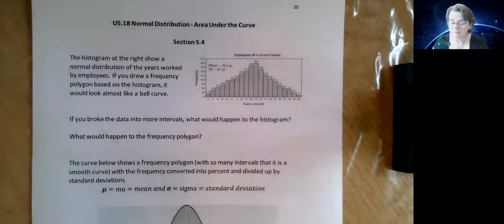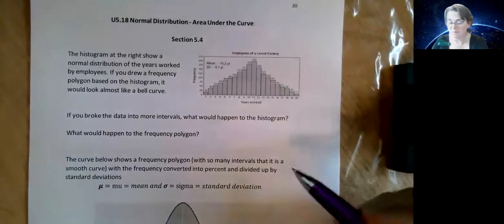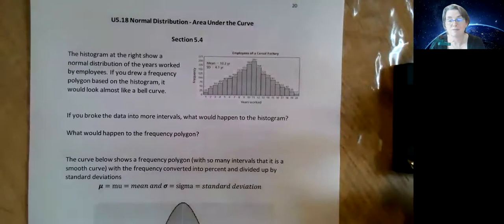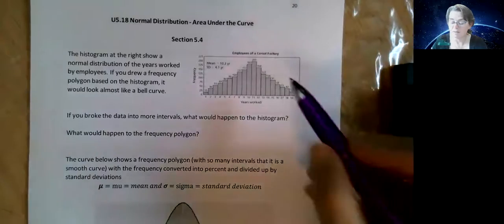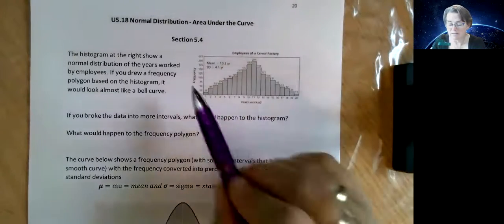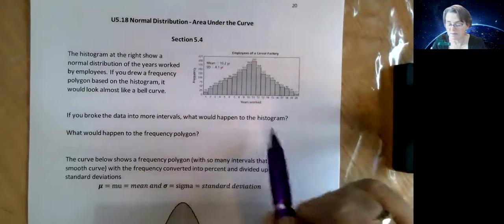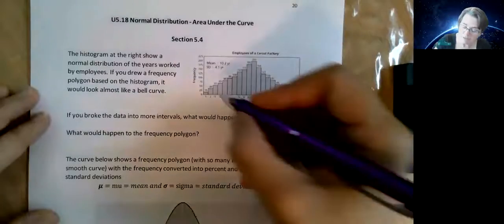All right, so you may recognize this from a previous video. It happens to be a fairly lovely graph, which talks about employees at a cereal factory, and this is frequency, and this is the number of years worked. And you can see you've got a pretty good curve.